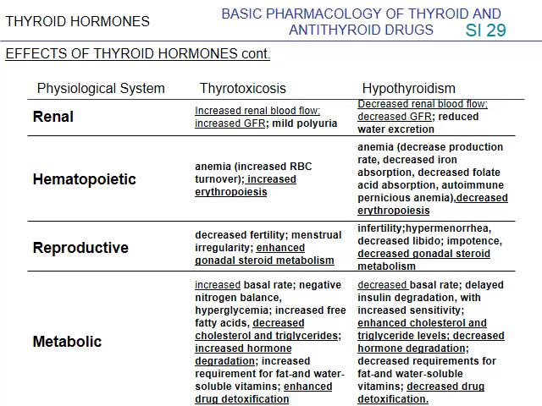Metabolic effects are numerous. In the hyperthyroid patient, increased basal rate, negative nitrogen balance, and protein catabolism. Hyperglycemia can occur. Increased free fatty acids, decreased cholesterol, all kinds of effects on lipids, increased requirement for fat and water-soluble vitamins, and enhanced metabolism of drugs. While in the hypothyroid patient, we tend to see the opposite. We see decreased basal rate, delayed insulin degradation, increased insulin sensitivity, effects on cholesterol, opposite to what we saw in hyperthyroidism. Here we see enhanced cholesterol and triglycerides, and so on.